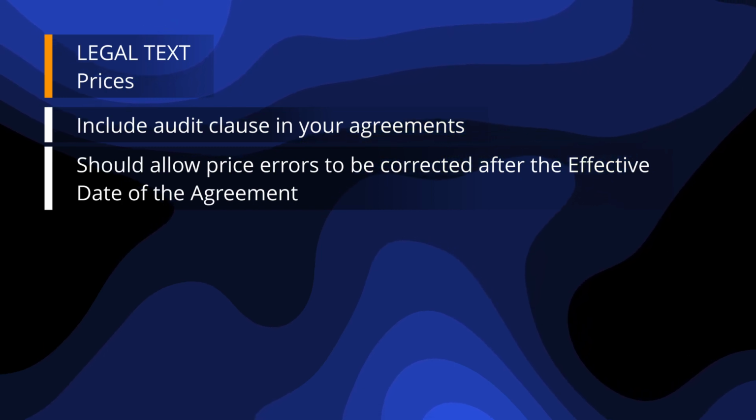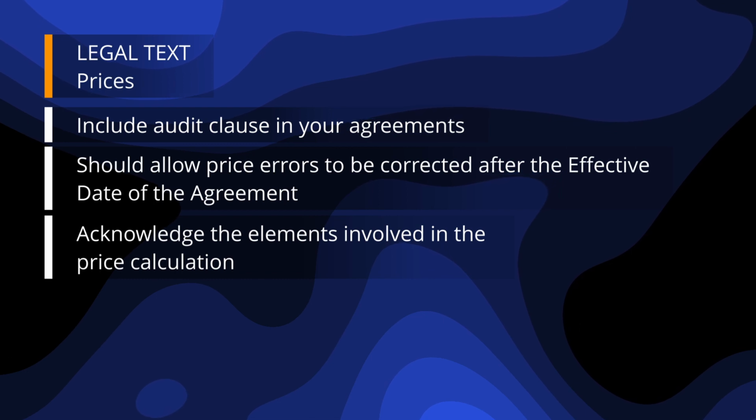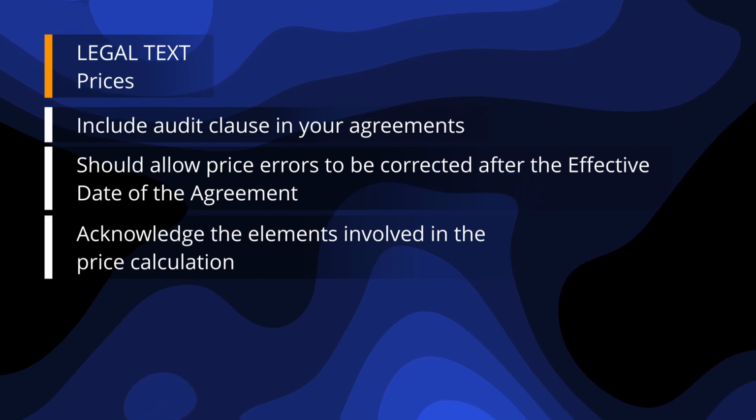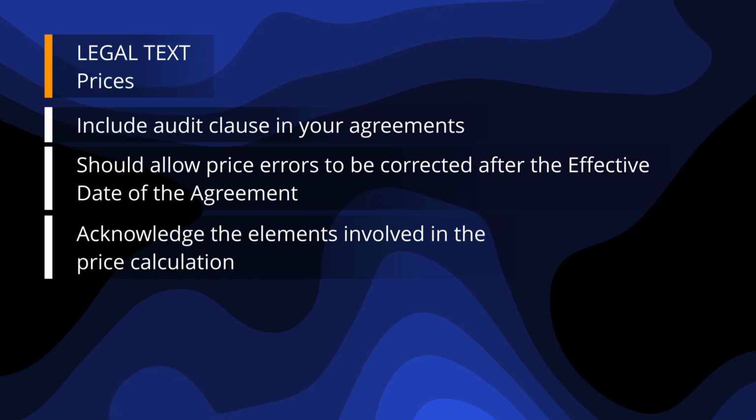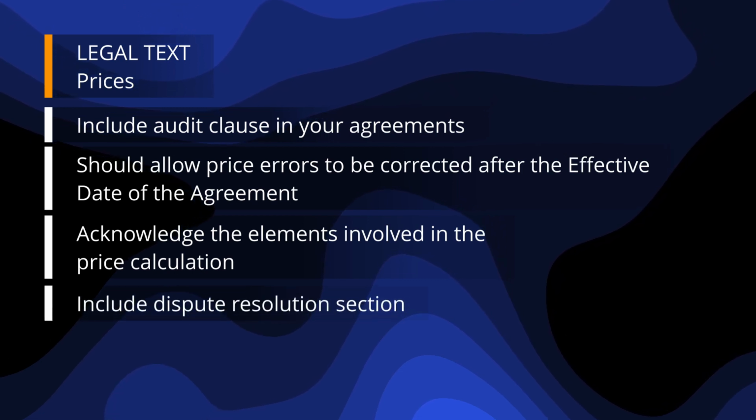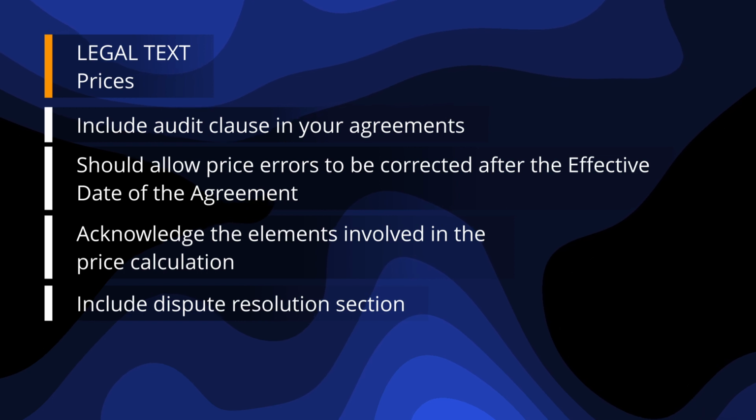To allay this concern, you should include an acknowledgement in the legal text that outlines the elements involved in the price calculation, the reliance on third-party processing, and provisions for dispute resolution and remedies in case any errors are discovered before or after the effective date.